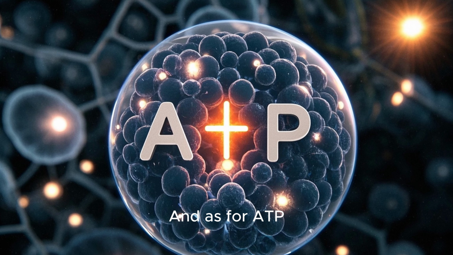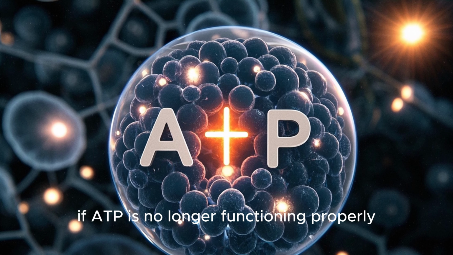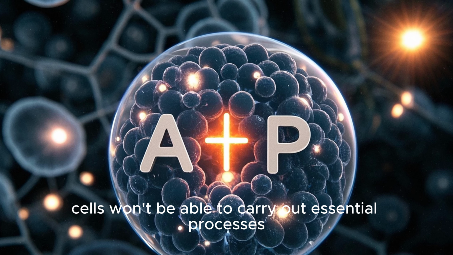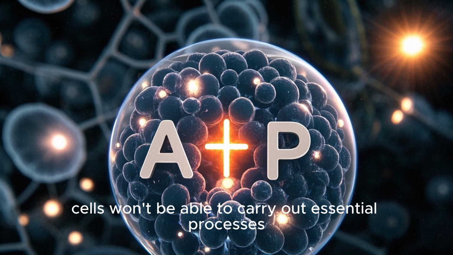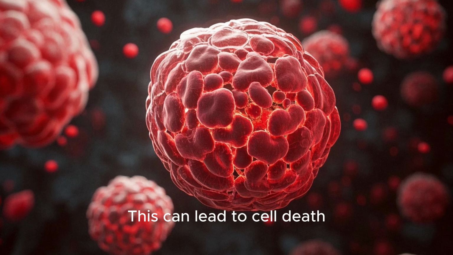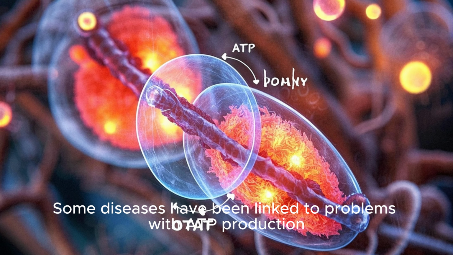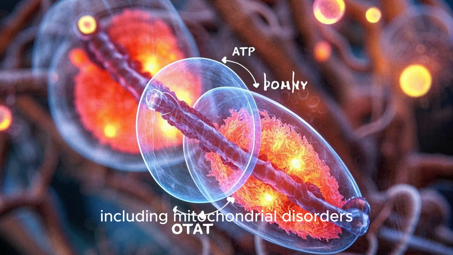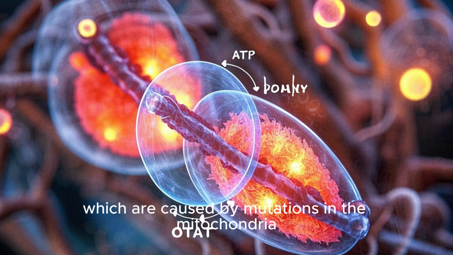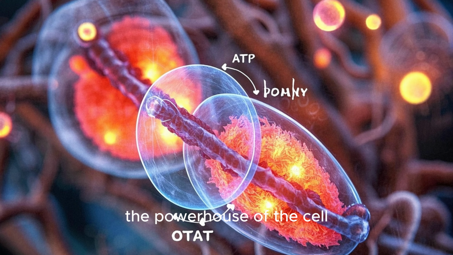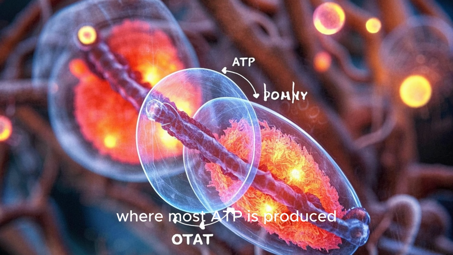And as for ATP, if ATP is no longer functioning properly, cells won't be able to carry out essential processes. This can lead to cell death. Some diseases have been linked to problems with ATP production, including mitochondrial disorders, which are caused by mutations in the mitochondria, the powerhouse of the cell, where most ATP is produced.